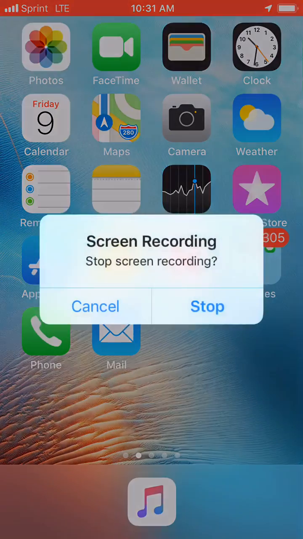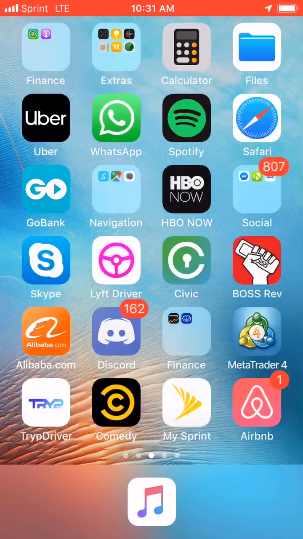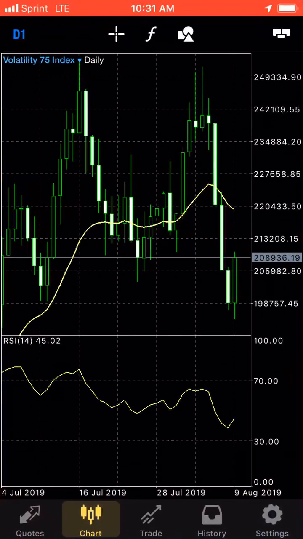So today I'm trying to do a recording to show you guys how to plot resistance and support lines in your chart. This subject is so important because for you to be a great trader, it is one of the two you need to master in order to make profitable trades.